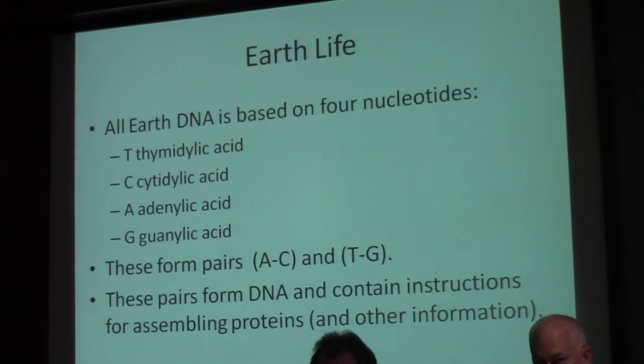Okay, we have to take a little sidebar here because it is relevant. All Earth life is based on DNA. DNA is based on four nucleotides. I think of it as TCAG. They form pairs, A, C, T, G, and that forms the genetic spiral. This is our DNA, literally composed of these four letters, and they contain instructions for assembling proteins and some other information.